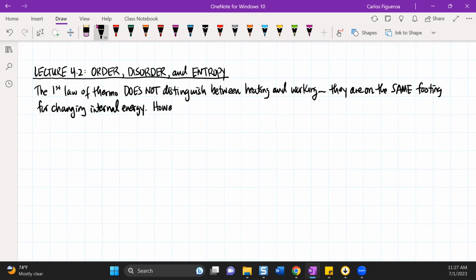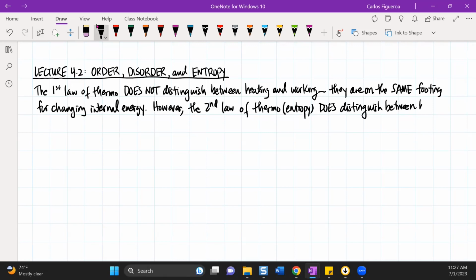However, the second law of thermo, and this is the concept of entropy, does distinguish between both of these.